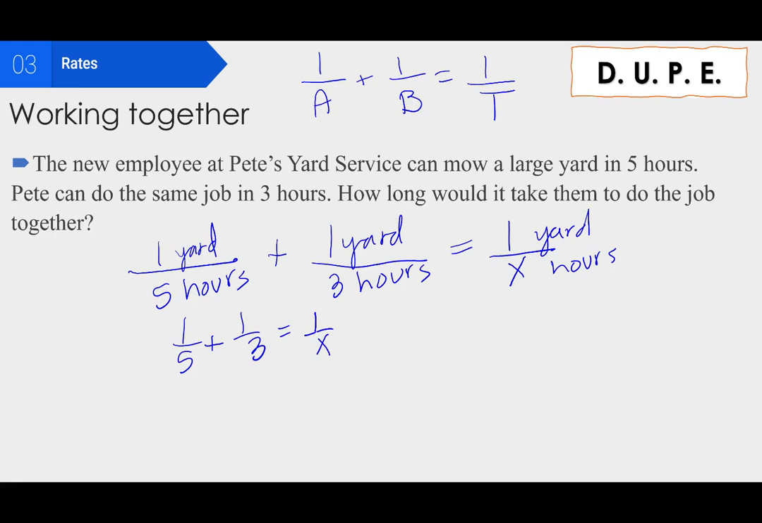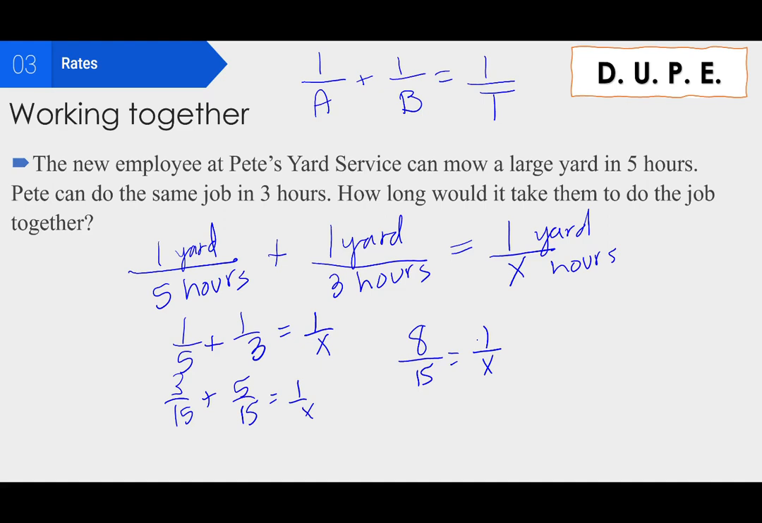And then on the left side, we have just numbers. We don't have any variables, so we can combine those as like terms. We can always get a common denominator of 15, so we have 3/15 plus 5/15 equals 1 over x, right? 8/15 is 1 over x. And it feels almost like you're done because you have a variable on one side and just a fraction on the other, but the variable is in the denominator.